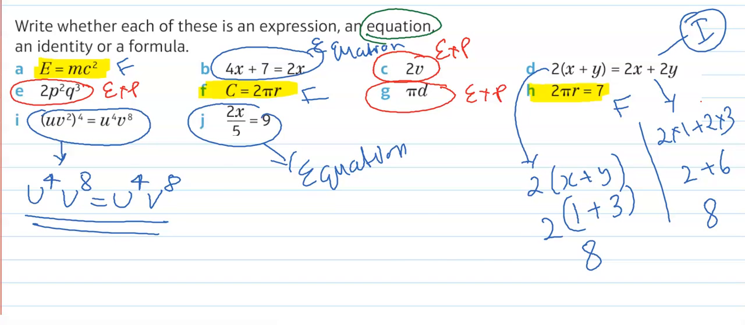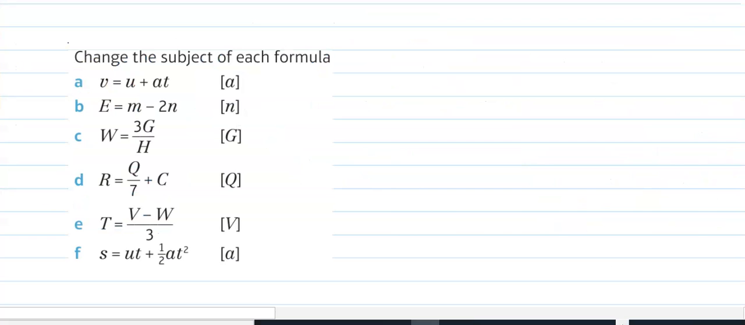Hope it is okay? Okay, so our next question is to change the subject of each formula. Like the first question here it is given, V equal to U plus AT. So let's write down here V equal to U plus AT, and you need to make A the subject, right?